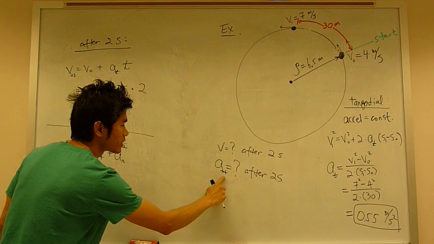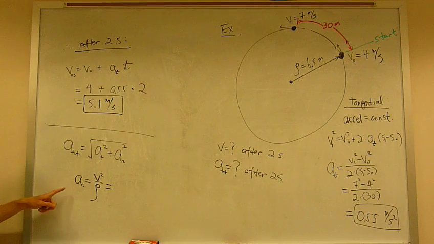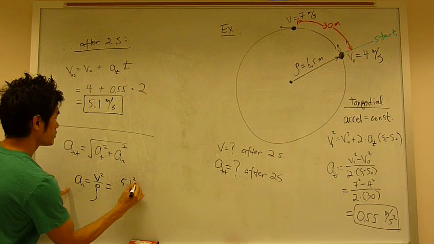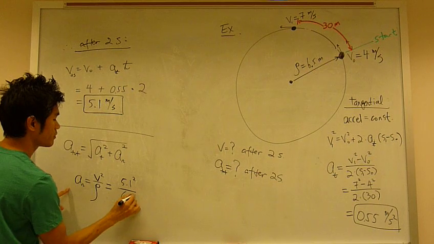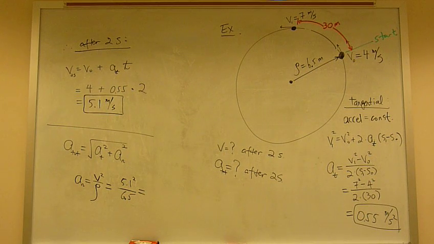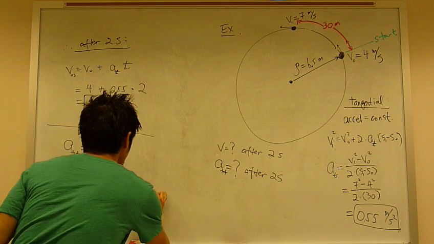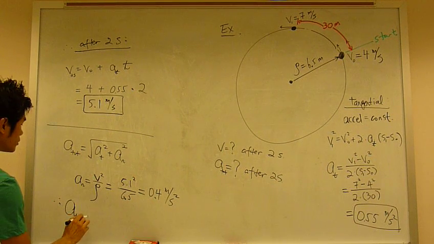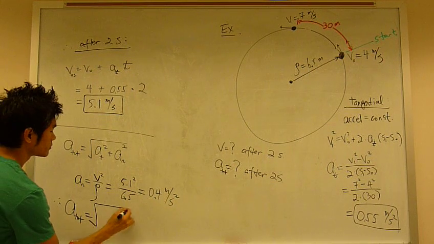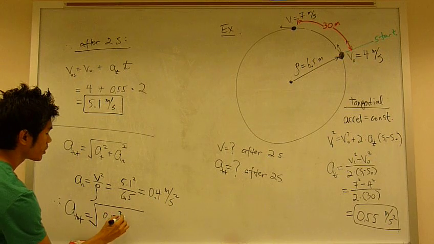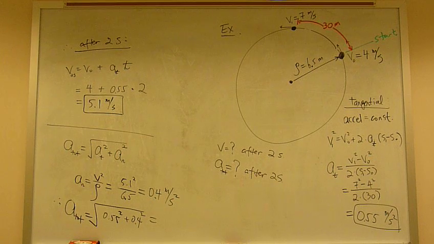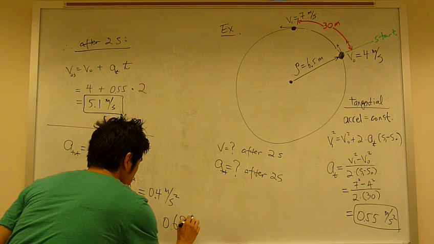You have to find the total acceleration after 2 seconds. So at 2 seconds we know this is the velocity, so this is simply 5.1 squared over rho, which is 6.5 meters. Again, just crunch numbers. AN equals 0.4 meters per second squared. Therefore, A total equals the square root of AT, which is 0.55 squared, plus AN, 0.4 squared. Add them up, take the square root. So this is your total acceleration.